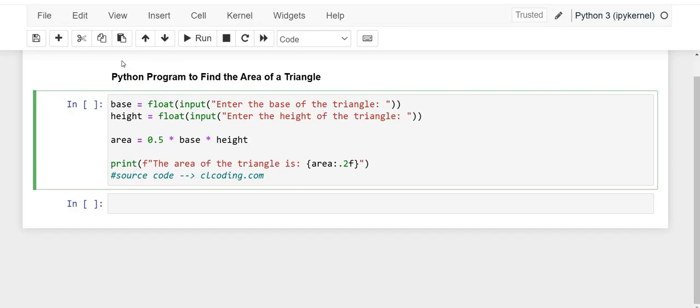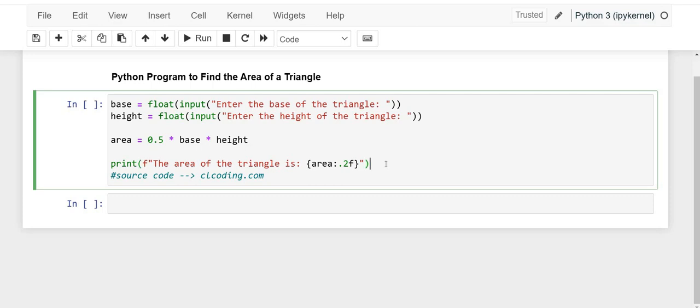Now in the next line the formula for area of triangle is area equals half base into height. Here in this code, base is the length of one side of the triangle and height is the perpendicular distance from the base to the opposite vertex. Here the calculation uses 0.5 and multiplies it with the base and height.